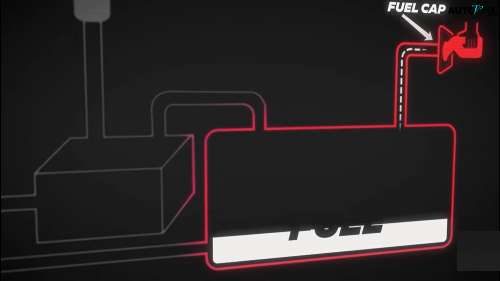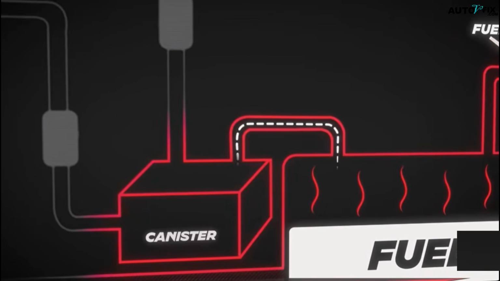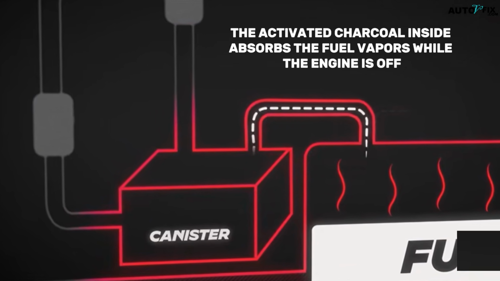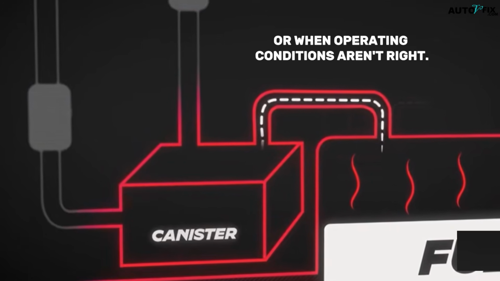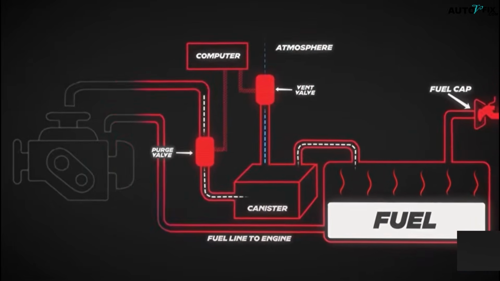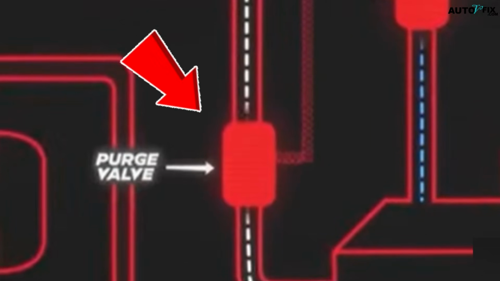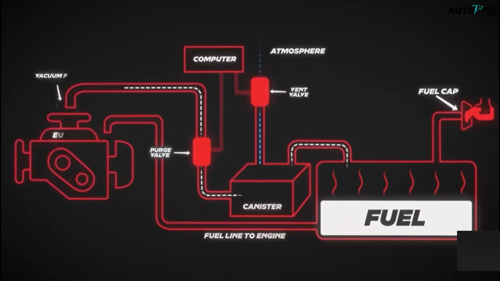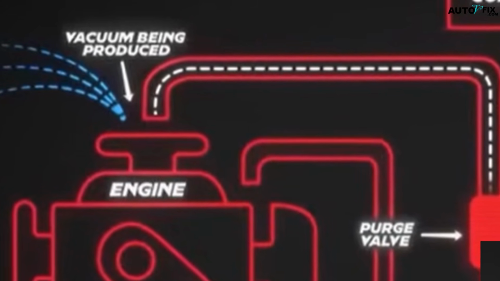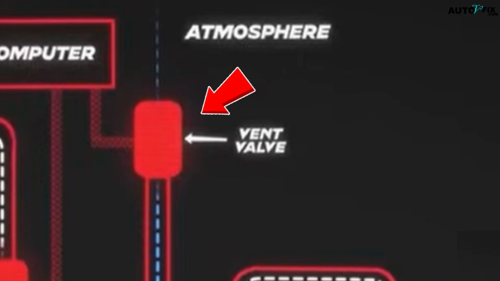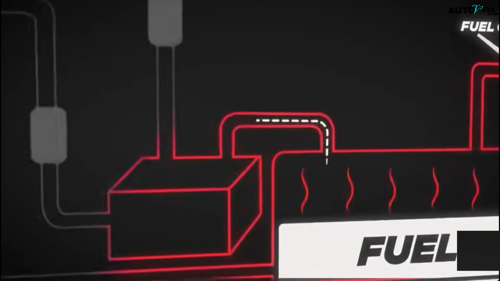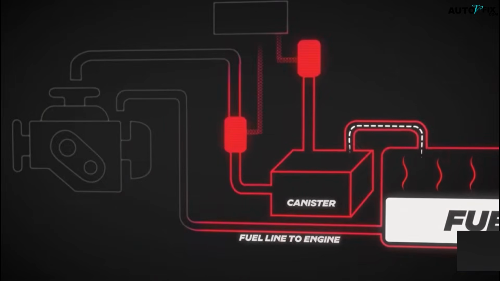The vapors travel from the fuel tank through a series of hoses to a charcoal canister, which acts like a storage container. The activated charcoal inside absorbs the fuel vapors while the engine is off, or when operating conditions aren't right. Later, once the engine is fully warmed up and you're driving at a steady speed, the engine computer opens the purge valve. Engine vacuum then pulls those stored vapors into the intake manifold, where they're burned during normal combustion. At the same time, the vent valve allows fresh air to flow through the canister, helping move the vapors into the engine. The entire process happens automatically, and most drivers never notice it's taking place.